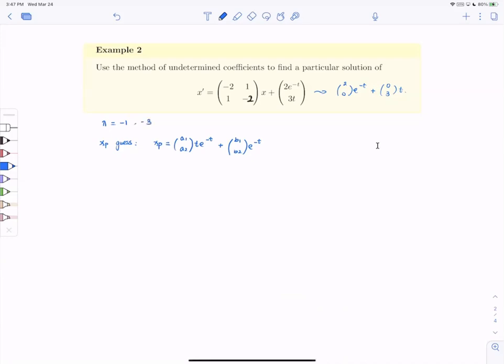Okay, and -3 doesn't matter. Yeah, it doesn't matter, because this is the only one that affects our particular solution. Well, shouldn't it be t? Where?